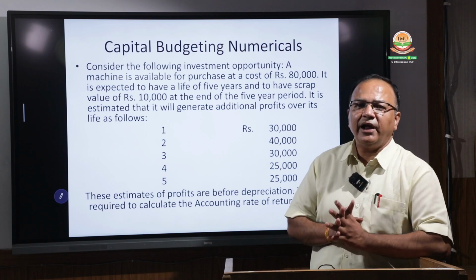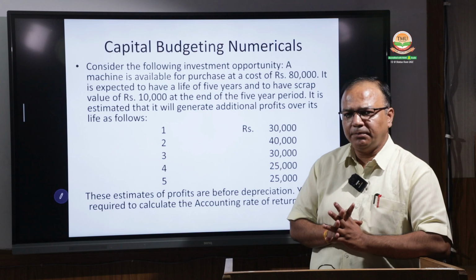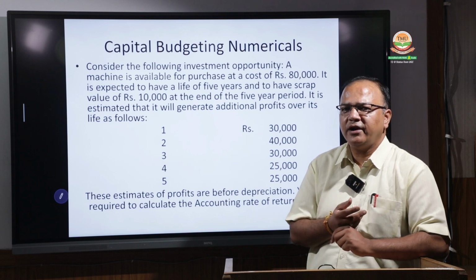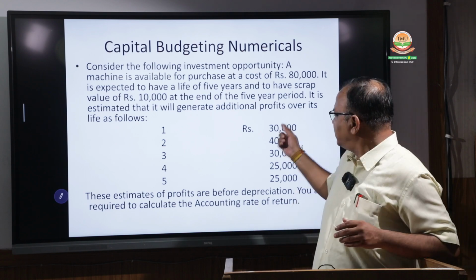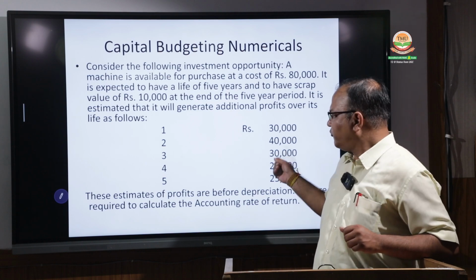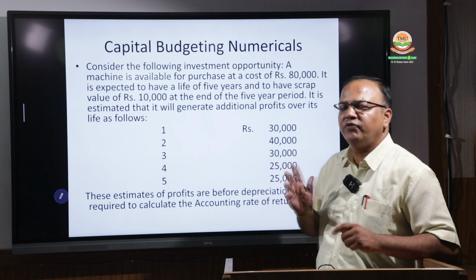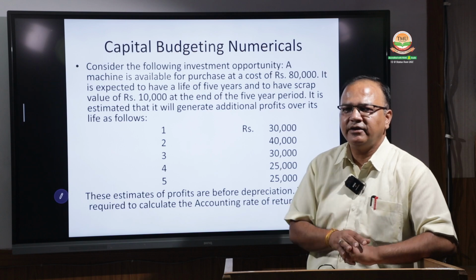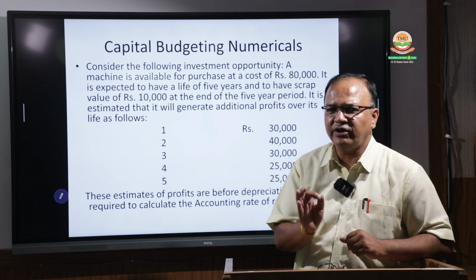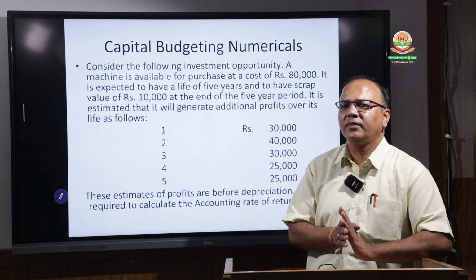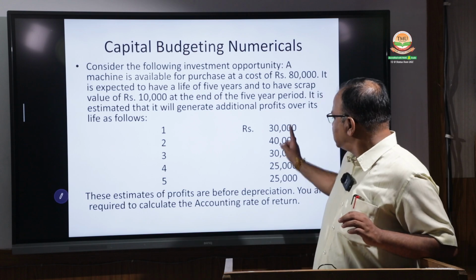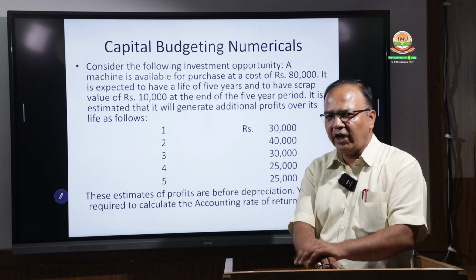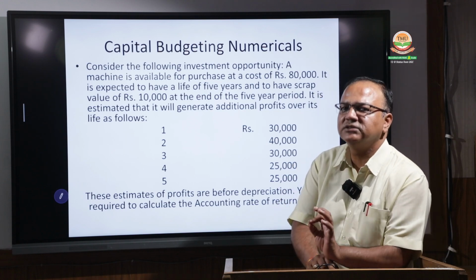So whenever you have to calculate the accounting rate of return, you need two figures: average profit and average investment. Profit of the first year, second year, third year, fourth year, and fifth year. If we sum up all the profits and divide by 5, the amount we get is called the average profit. So, what will be the amount of average profit? 30 plus 40, 70, plus 30, 1 lakh, plus 25 plus 25. It will be 1,50,000. If we divide by 5, the average profit will be 30,000.